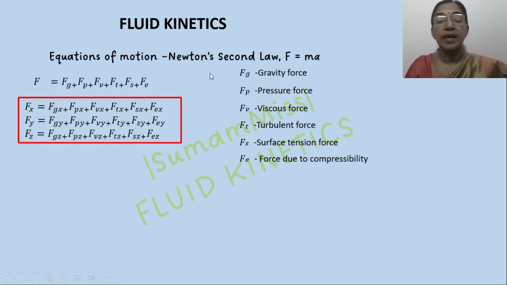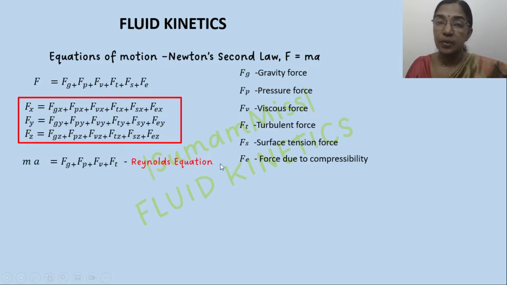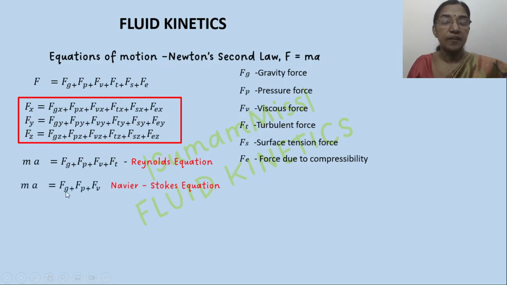In that case, we can apply Newton's law as ma equal to Fg plus Fp plus Fv plus Ft. This equation is called the Reynolds equation. If the turbulence is not significant, then we can eliminate this term. Now the equation becomes ma equal to Fg plus Fp plus Fv, and it is called the Navier-Stokes equation. In this equation we consider the gravity force, pressure force and viscous force. In the case of an ideal fluid, there is no viscosity, so we can eliminate this term.